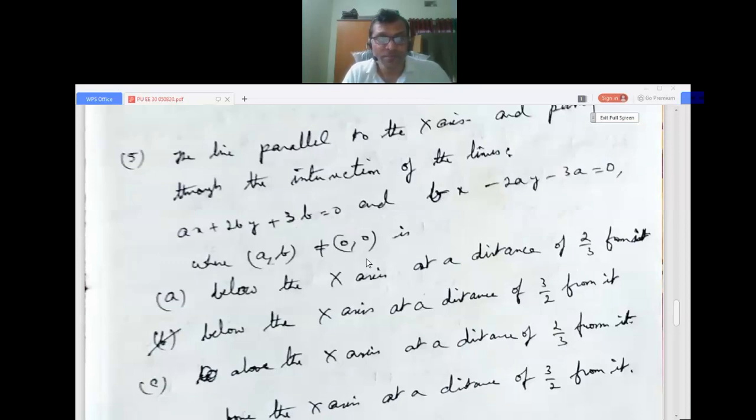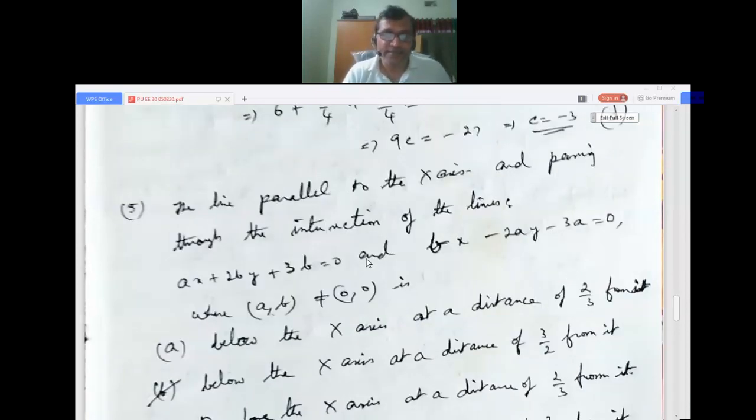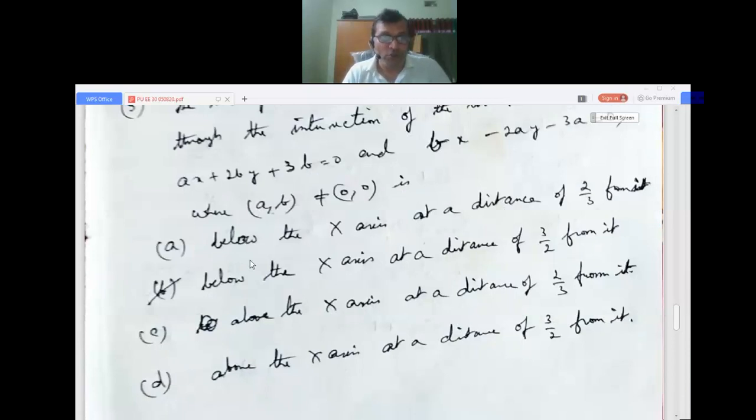Now we go to question number 5. The line parallel to x-axis and passing through the intersection of the lines ax plus 2by plus 3b equals 0 and bx minus 2ay minus 3a equals 0, where a comma b not equal to origin is, first option, below the x-axis at a distance of 2 by 3 from it. Second option, below the x-axis at a distance of 3 by 2 from it. Third option, above the x-axis at a distance of 2 by 3 from it. And fourth option, above the x-axis at a distance of 3 by 2 from it.